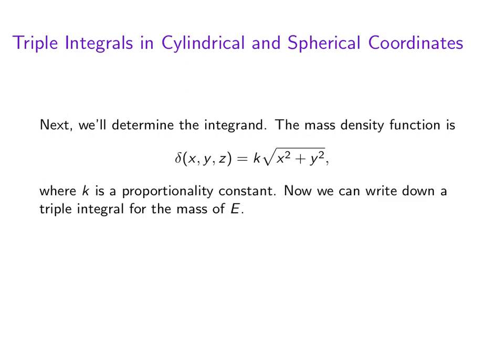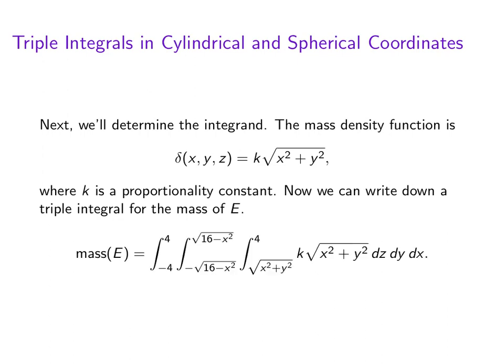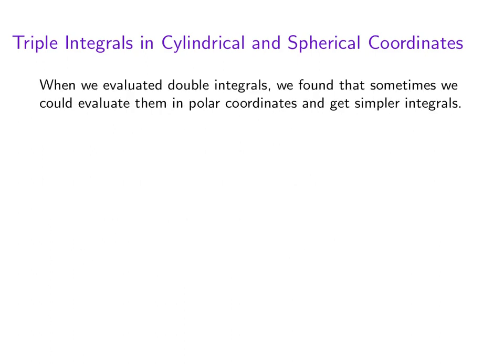Let's write down now a triple integral for the mass of E. The mass of E is the integral from negative 4 to 4 of the integral from negative square root of 16 minus x squared to the square root of 16 minus x squared, of the integral from square root of x squared plus y squared to 4 of k times the square root of x squared plus y squared, dz dy dx. That is a complicated looking expression. Now remember, when we evaluated double integrals, sometimes we were able to evaluate them in polar coordinates and get simpler integrals.